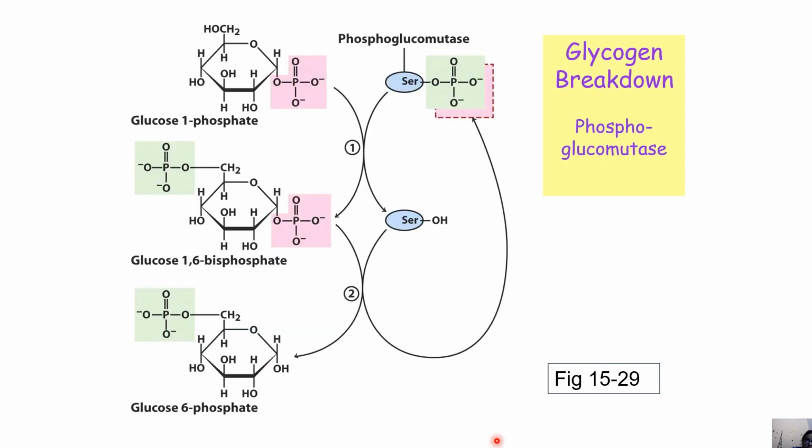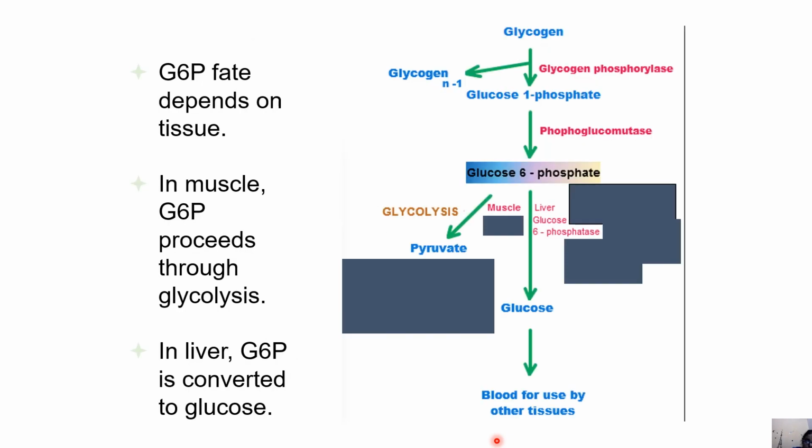And glycogen breakdown continues with phosphoglucomutase. So glucose 1-phosphate, glucose 1,6-bisphosphate, glucose 6-phosphate. So the fate of G6P depends on the tissue. In muscle, G6P proceeds through glycolysis, and in liver, G6P is converted to glucose.